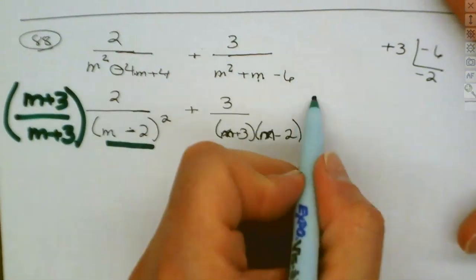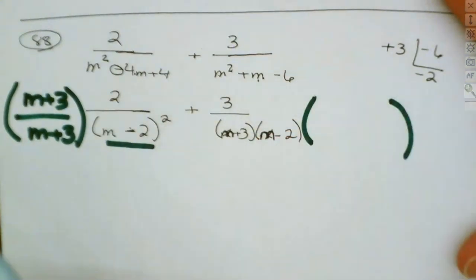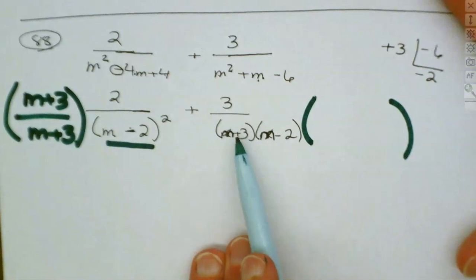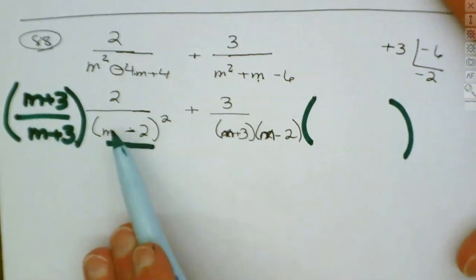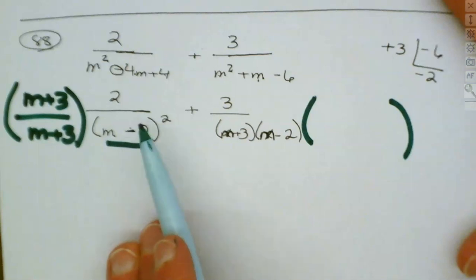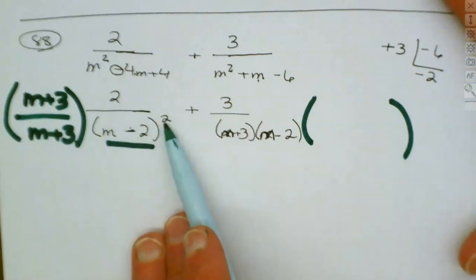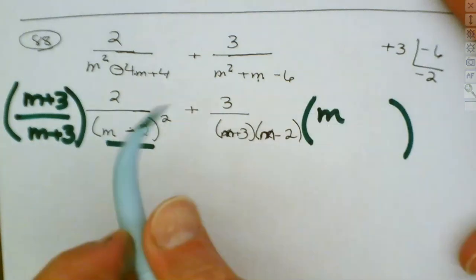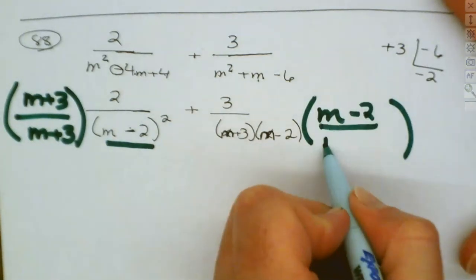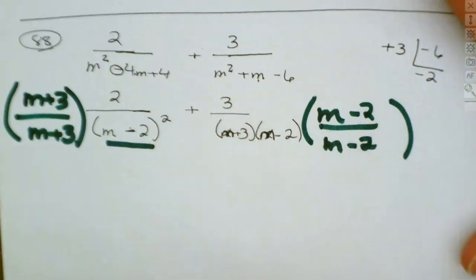What about the second fraction? What does it need? It has the m plus 3, which is okay there. This one is an m minus 2, but it is quantity squared. This one's only one of them, so we need another m minus 2 over m minus 2.